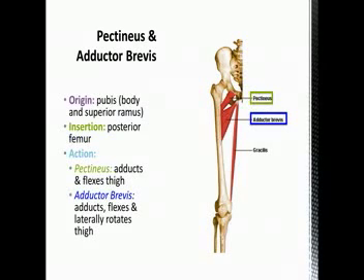The next two, pectineus and adductor brevis. Origin point here is the pubis, specific portion of the body and superior ramus of the pubis, and if you remember, that's just a portion of the os coxae. Insertion point for pectineus and adductor brevis is the posterior femur. Their actions, here I'll speak about them separately. Pectineus action includes adduction and flexion of the thigh, whereas adductor brevis includes adduction, flexion, and also lateral rotation of the thigh.